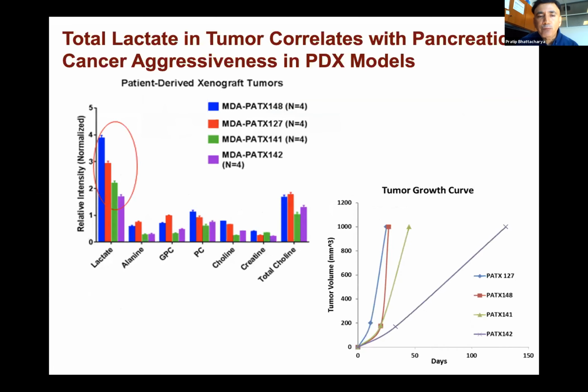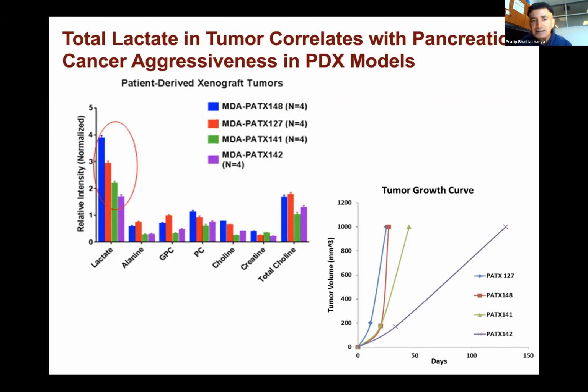So we selected 4 types of mice, each n equals 5. One, we call it MDA-PTX148. This is a patient with super aggressive pancreatic cancer. And you can actually see, even in mice, look at this red line, the tumor grows and the mice die in months. While PTX142 is a much slower growing pancreatic cancer in this patient, which actually goes a much longer time.